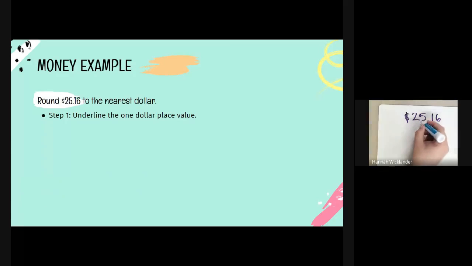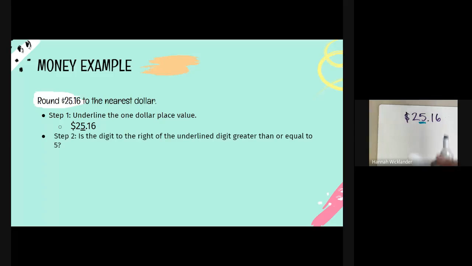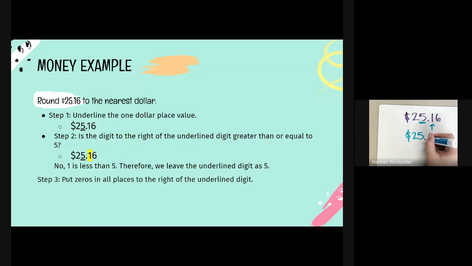Step 1, underline the 5 in the dollar place. Step 2 is the digit to the right, bigger than 5 or smaller than 5. So it's smaller. So since it's not bigger than 5, it's going to stay the same. So I'm going to write 25 because it stays the same. Step 3 is to put zeros in the places of all the numbers to the right of the underlined numbers. So my answer is 25. Okay, does anybody have questions before I let you guys try one on your own?